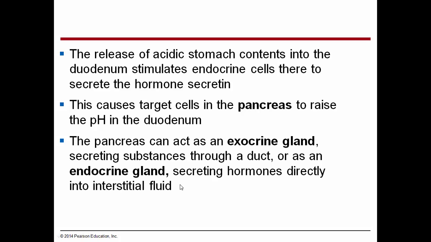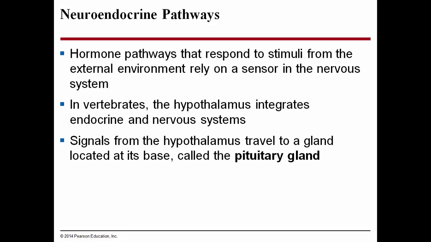The release of acidic stomach contents into the duodenum stimulates endocrine cells there to secrete the hormone secretin. This causes the target cells of the pancreas to raise the pH of the duodenum through the release of bicarbonate. The pancreas can act as an exocrine gland, secreting substances through a duct, or as an endocrine gland, secreting hormones directly into the interstitial fluid.